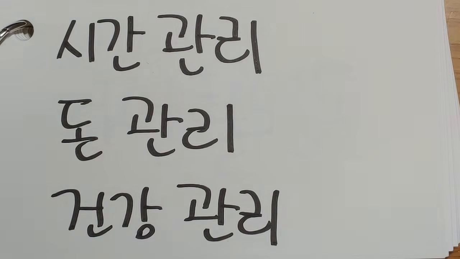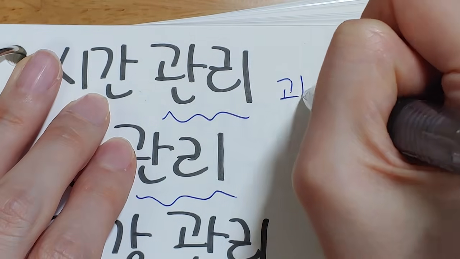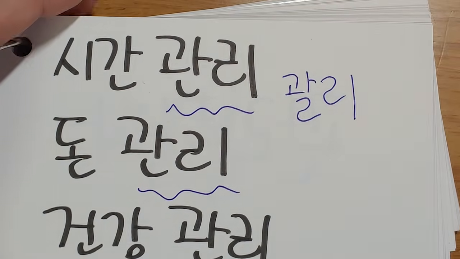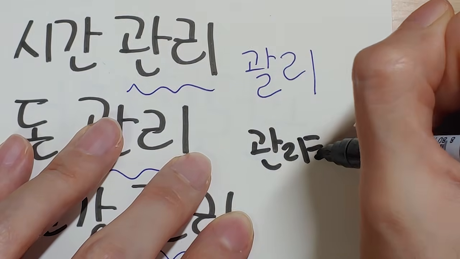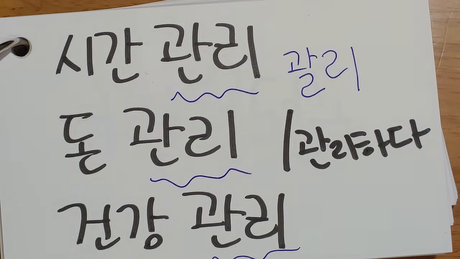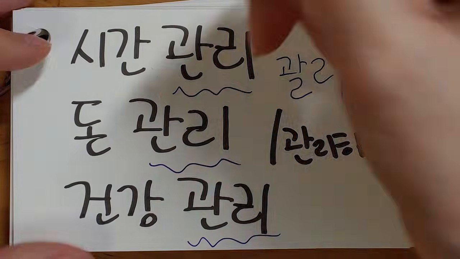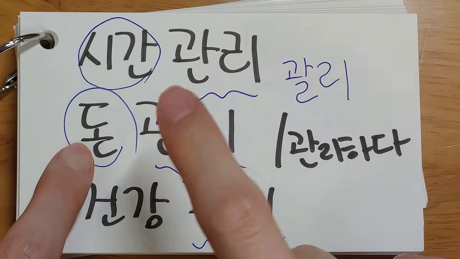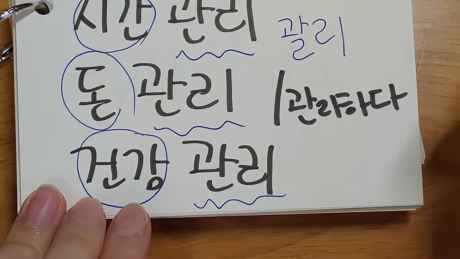And the last example would be 관리. You can notice that I pronounce it 관, 은 softened to 을리, 관리, right? And 관리 means management. So if you say 관리하다, it's a verb that means to manage, but not just managing something big like a company. We can also use it when we say to manage our time. 시간 관리, time management. 돈 관리, money management. And 건강 관리, 건강 means health, so health management.